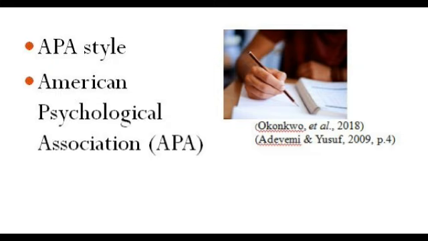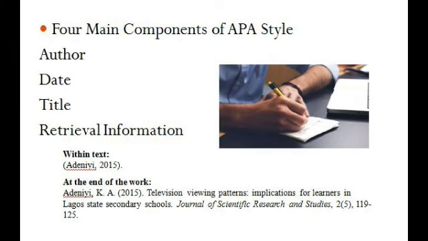So the referencing style is provided by the American Psychological Association, and this is a widely accepted referencing style in social sciences and other fields such as education, business, nursing, and others. You know, all APA citations contain four main components: author, date, title, and retrieval information. So the APA citation format requires the use of parentheses within the text rather than endnote or footnote.